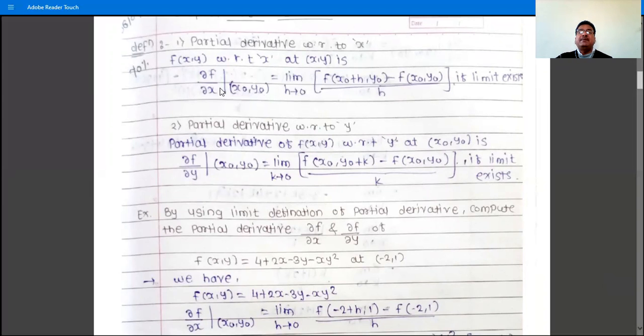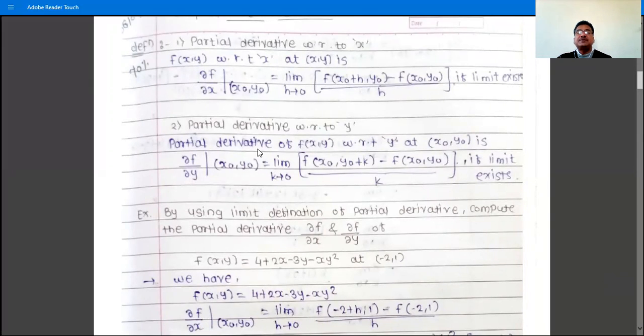So if we write just ∂f/∂x, then it is the limit as h tends to 0 of f of (x plus h, y) minus f of (x, y), divided by h. That is the general derivative definition. ∂f/∂x is f of (x plus h, y) minus f of (x, y) divided by h as h tends to 0.